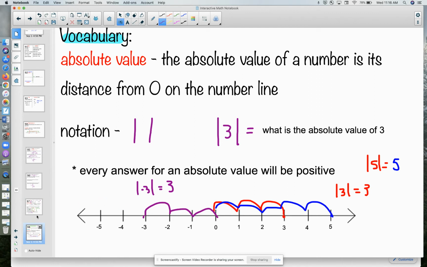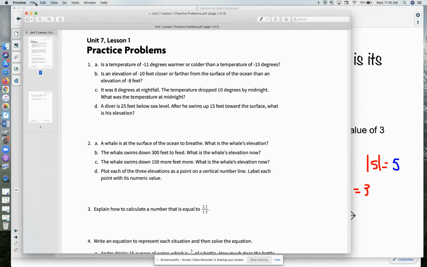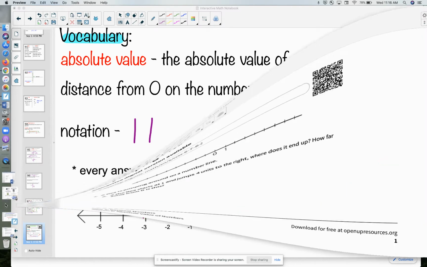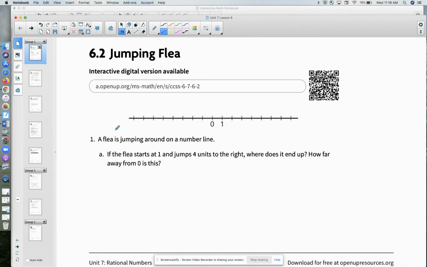All right. And then let's go to our student task statements. On the jumping flea. A flea is jumping around on a number line. If the flea starts at 1 and jumps 4 units to the right, where does it end up? How far away from 0 is this? Pause the video. When you're ready, unpause it. So the flea starts at 1, jumps 4. 1, 2, 3, 4. That's 1, 2, 3, 4, 5. So it would end up at 5.